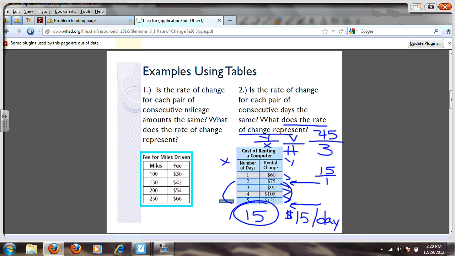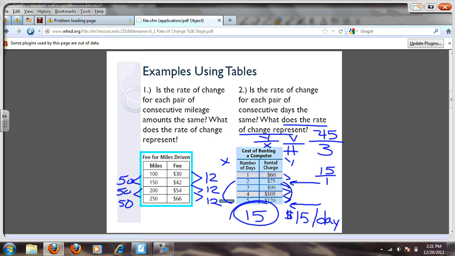Let's look at this one together. You don't have this on it, but I want to walk through it. Is the rate of change for each consecutive mileage amount the same? Well, let's check. 30 to 42. Notice we're going up here by what? We're going by 50, right? 50, 50, 50. What are we increasing here by? 12. How about here? 12. And how about here? 12. So is my increase the same? Yes. And it tells me how much I need to pay per mile. Or for 1 mile, I will pay this much.